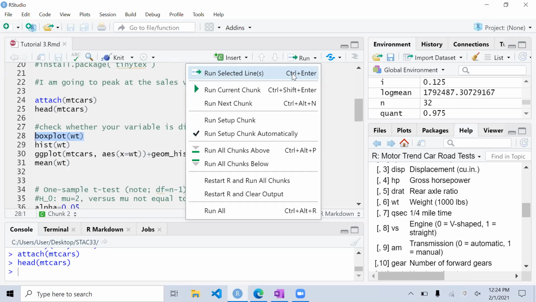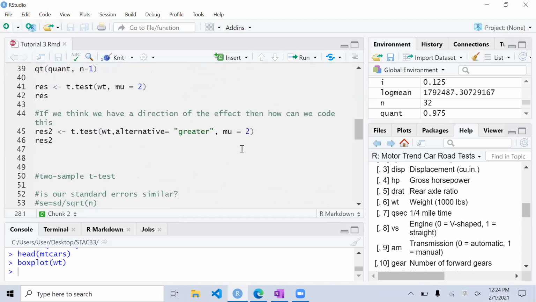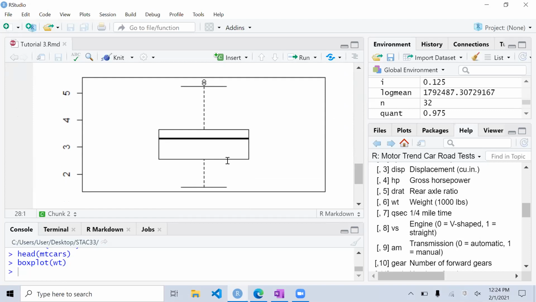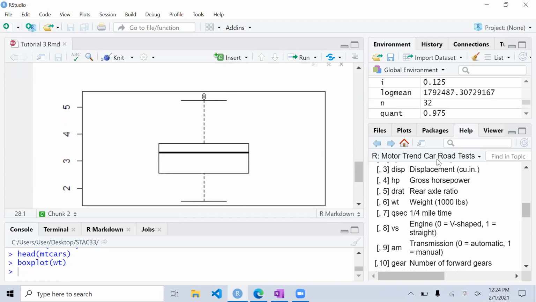So this is what I achieved. Does anyone notice anything interesting about this box plot? What do you see? What do you guys notice? Is this normally distributed? Yeah, there is some skew, right? So we have to be a bit mindful of this, right? So this is actually a skewed distribution. How do you know this?